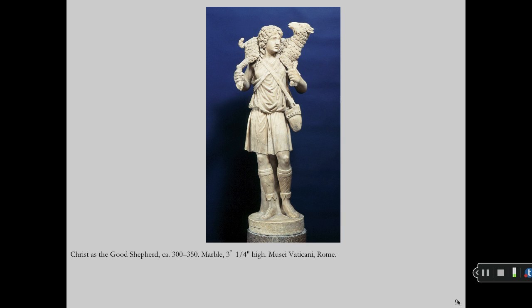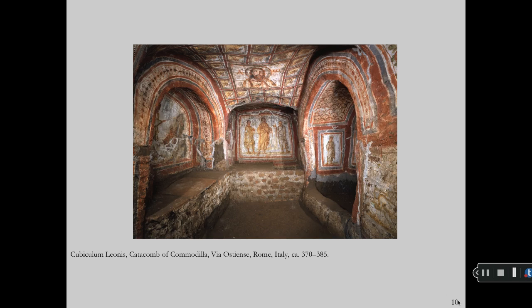Christ is depicted as a young shepherd. The Athenian Acropolis statue of a young man with a sheep across his shoulders, bringing sacrifice to Athena, could be a source for the artist who made this sculpture. The catacombs of Commodilla in Rome.